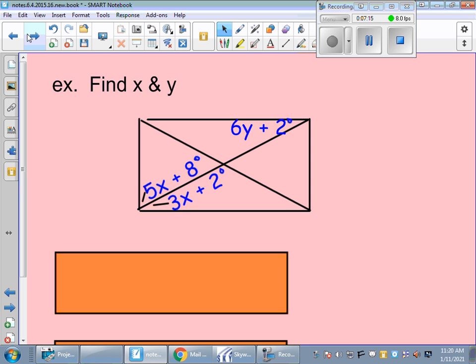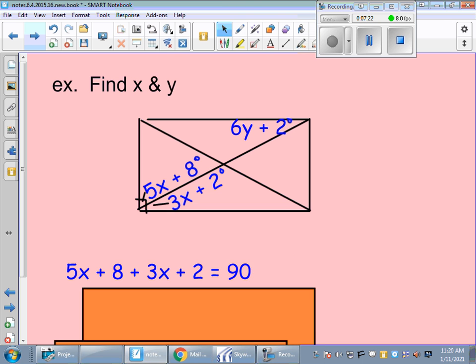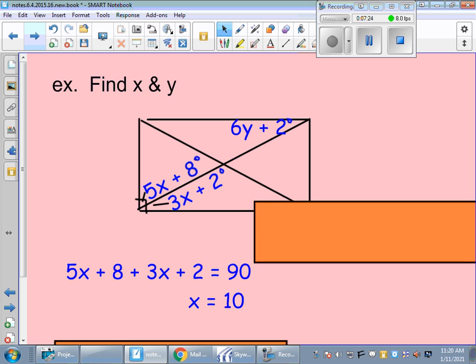Next one here, they want you to solve for x and y. These are actually easier. So this is 90 degrees. You're going to set those two equal to each other. Let me see if I have that down here. So you set those two equal to each other. Ultimately, hopefully you can do the algebra and solve and find that we get x to be 10.